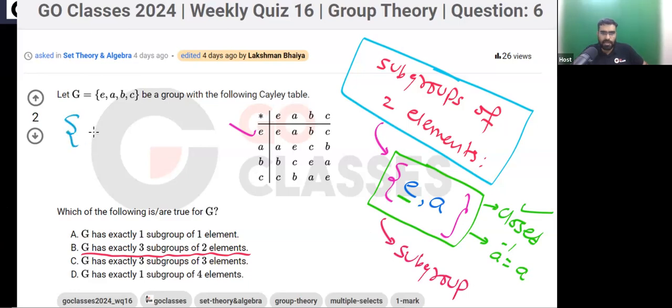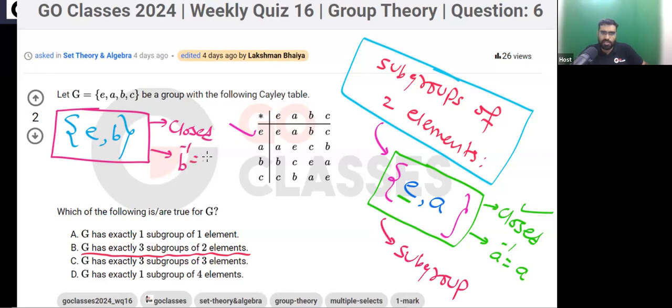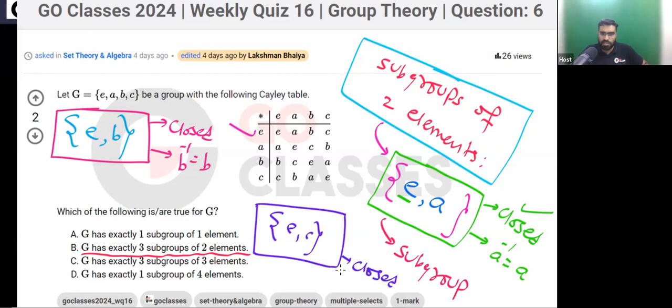Similarly, you can see E, B. This also will be a subgroup. You can check this is closed, and B inverse is equal to B. Similarly, you can create E, C. Again, this is closed, C inverse is equal to C, and the identity element is there. So I can say there are 3 subgroups of order 2. This is correct.